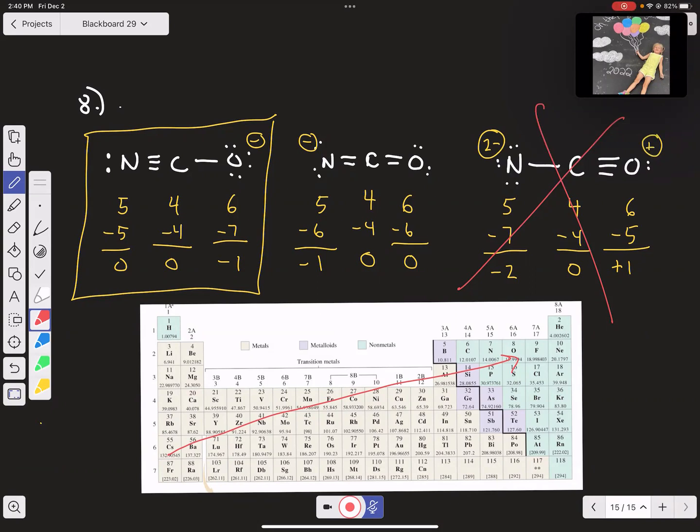And the noble gases are not electronegative? Yeah, because our noble gases have a full octet of 8 electrons. So they have no reason to pull more electron density toward themselves.